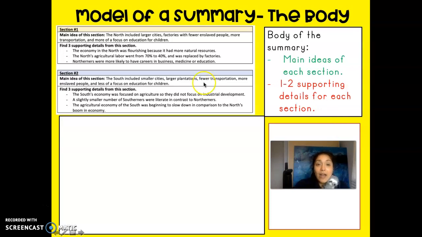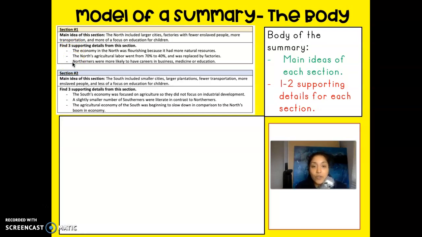So I'm doing North and South, same countries, different cultures. And what I did was I figured out the main ideas of the two sections. There were only two sections in that article, as you remember. And I figured out the supporting details that go with each main idea.